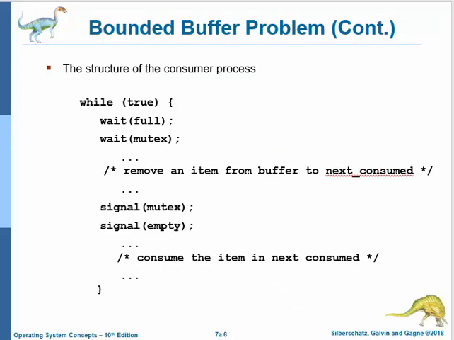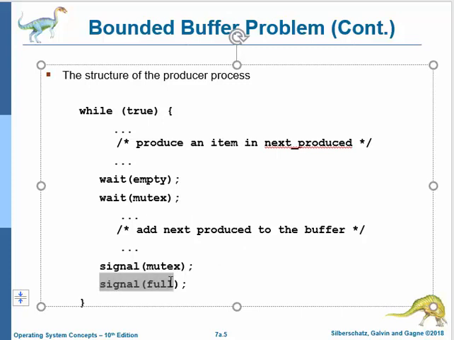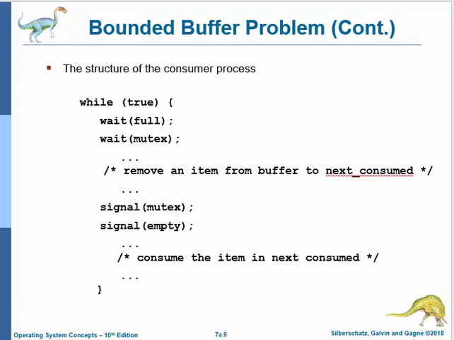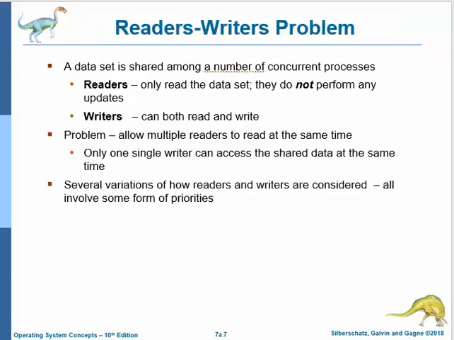So as I have said, the structure of the producer is interpreted as the producer producing full buffers. So we have a signal full here. And then for the consumer process, the consumer is producing an empty buffer signal for the producer.